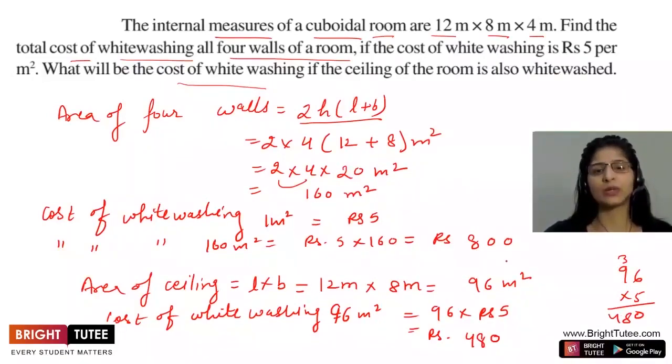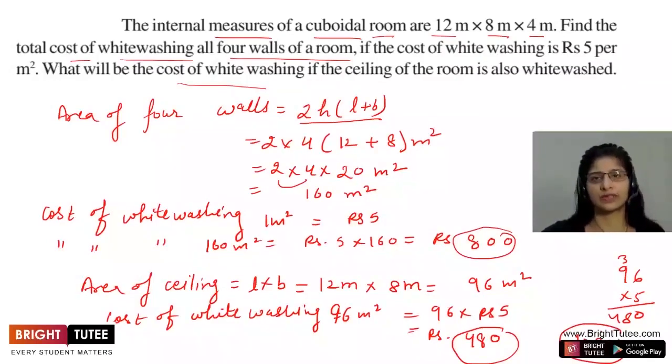Now if the ceiling and all the four walls are whitewashed, then the total cost is 800 plus 480. Right? That becomes 1280. That would be the total cost if they ask. Just for the ceiling it is rupees 480, and for all the four walls it is rupees 800. Got it? Okay. Now we will move to the next question.